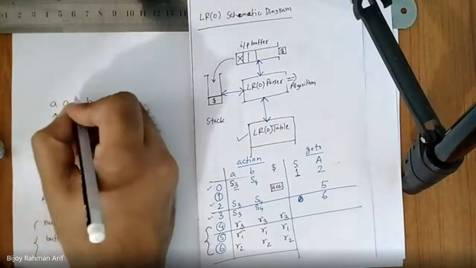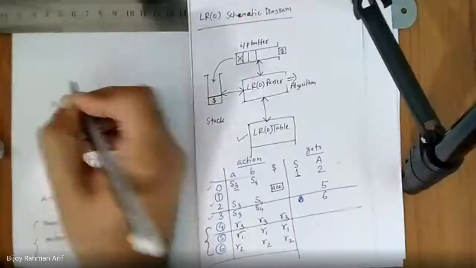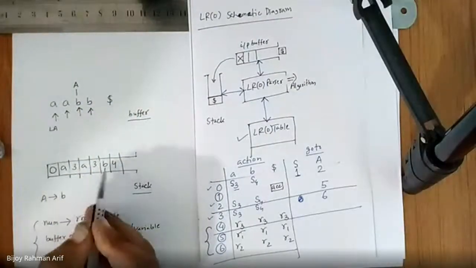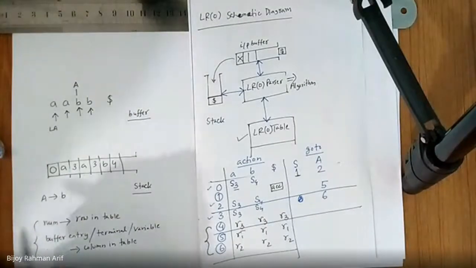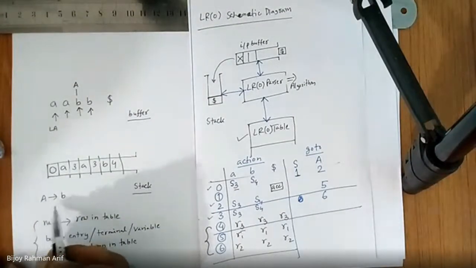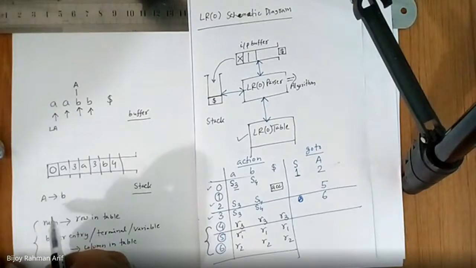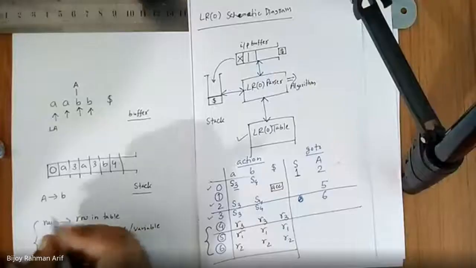This B would become A. And you have to change the stack because this B has been already reduced. So how can you do that? Listen carefully. In this product on the right hand side, how many entries are there? 1, 1. So you are going to pop out.